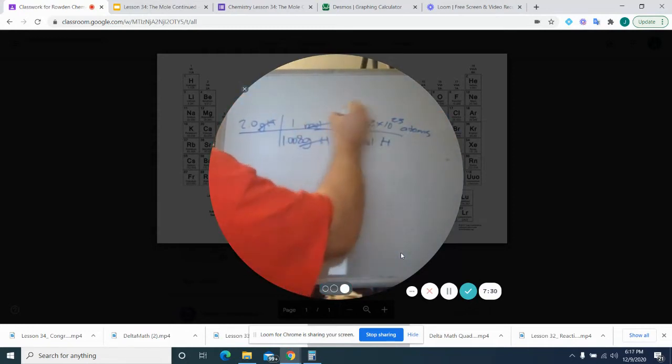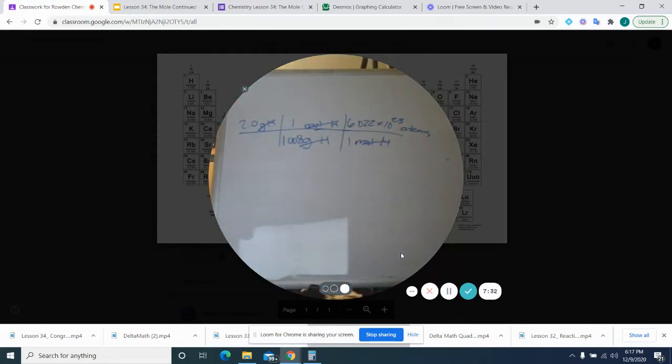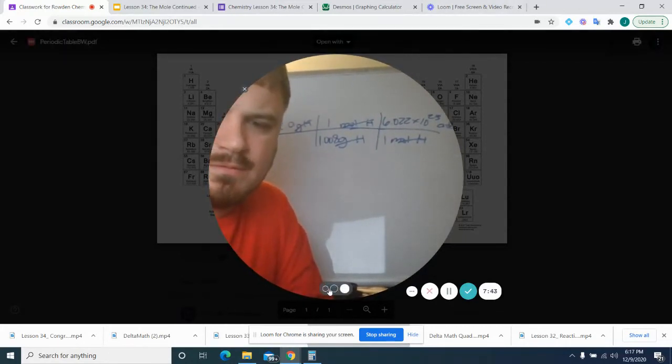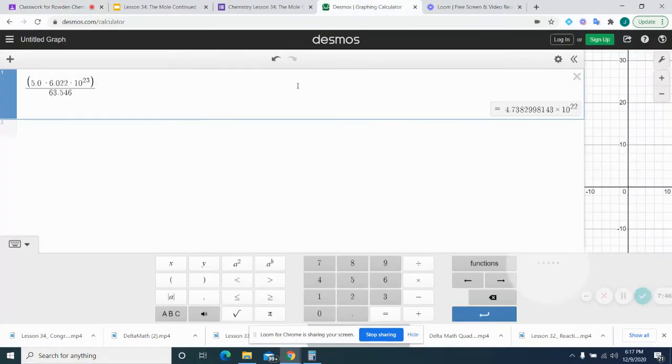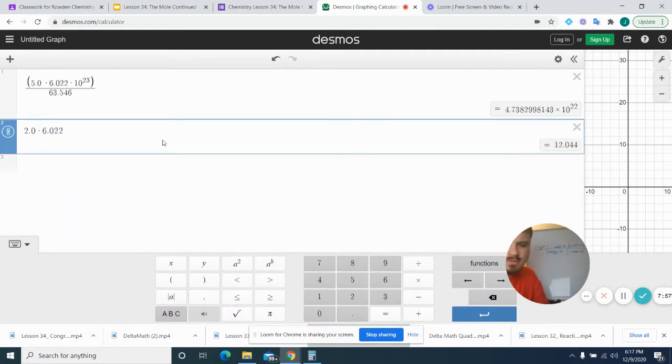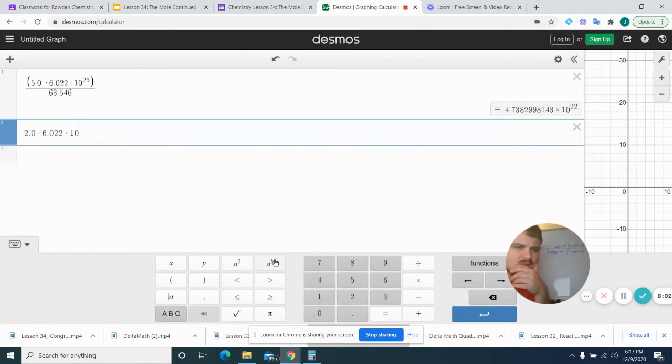Grams cancel out, moles cancel out. Our answer will be in atoms. That's just what we wanted. So we'll end up doing 2 times 6.022 times 10 to the 23rd divided by 1.008. So let's plug that into our calculator. So it's going to be 2.0 times 6.022 times 10 to the 23rd.